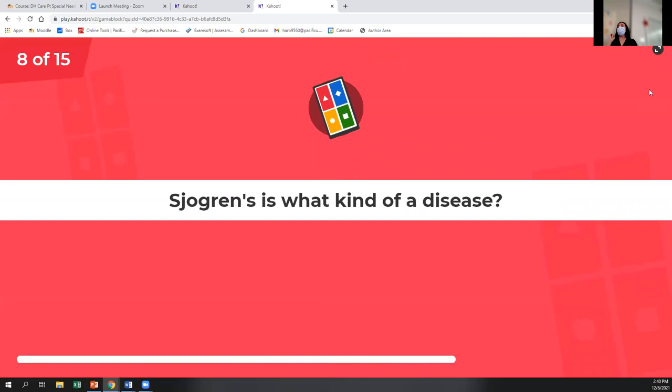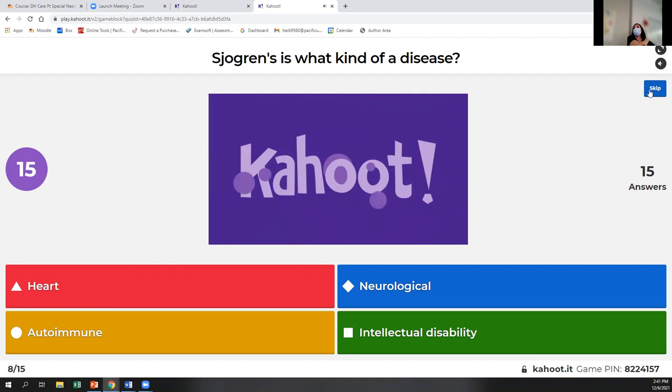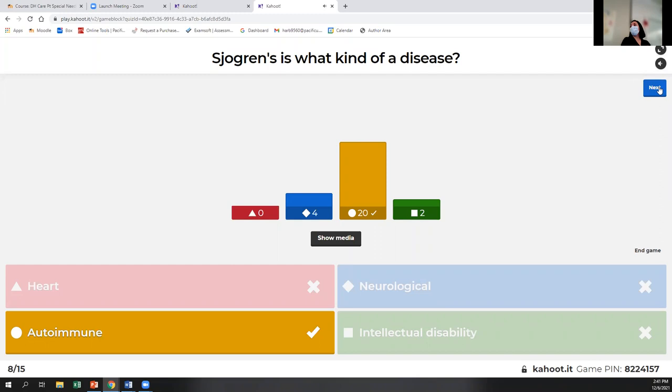Sjogren's is what kind of a disease? Somebody who has Sjogren's syndrome has a heart disease, autoimmune disease, neurologic disease, intellectual disability. It's an autoimmune. Sjogren's is an autoimmune. Good job.